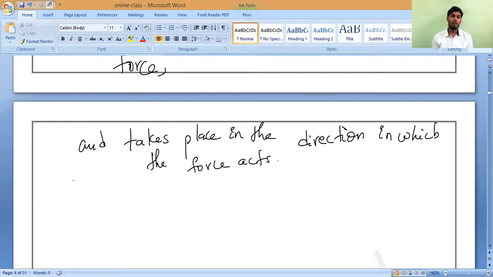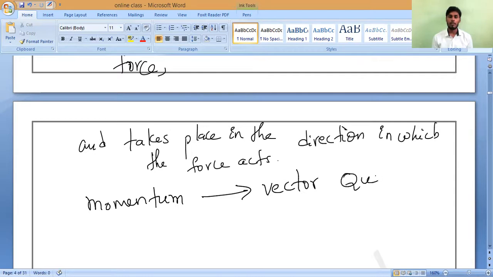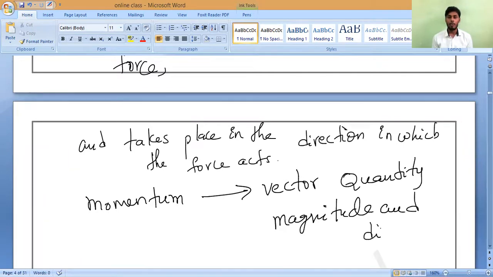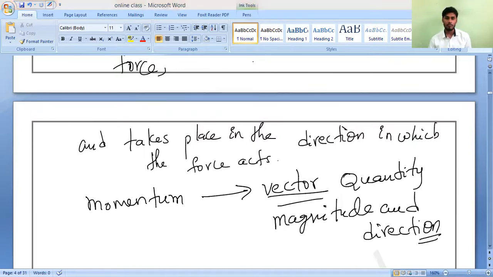That is why we call momentum a vector quantity, not a scalar quantity. Its direction also matters. Momentum is a vector quantity, because it has direction and it has magnitude. Magnitude means some number, as well as direction. If you have direction as well as magnitude, then we call it a vector quantity. Do you understand, all of you? Note it down.